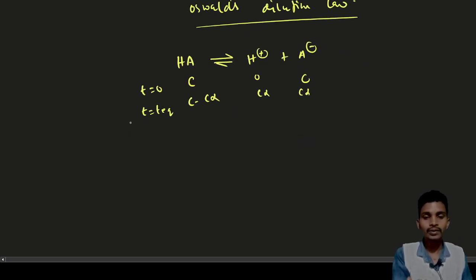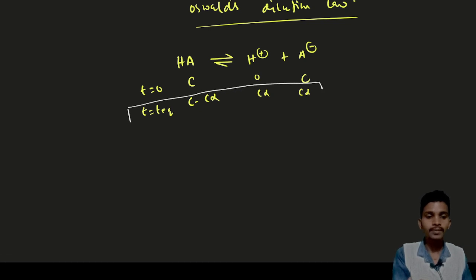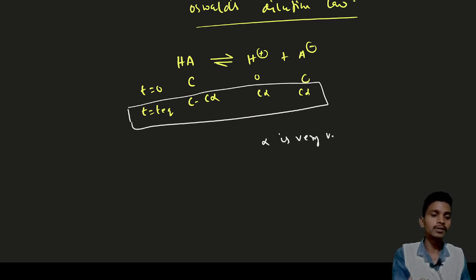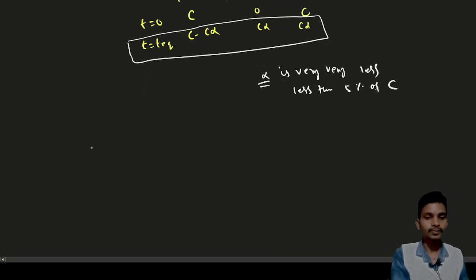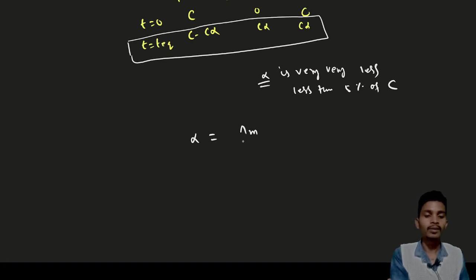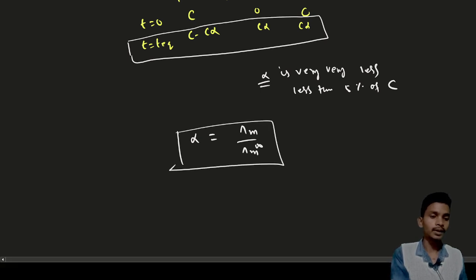So in that solution this is present, and we know that alpha is very small, less than 5% of C. So this amount of alpha is very small. This alpha we can also express in terms of molar conductance and molar conductance at infinite dilution.